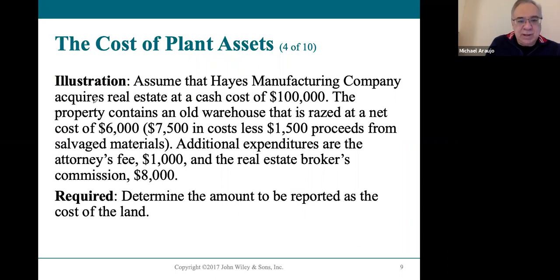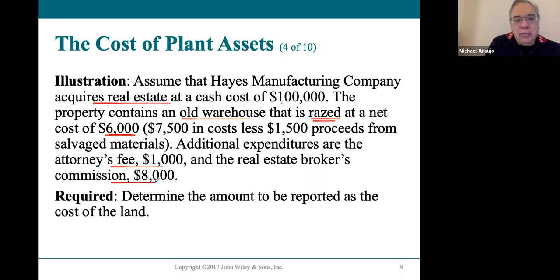So here's an illustration. A manufacturing company acquires land for $100,000, but the land has an old warehouse on it, right? It's razed, which means it's torn down and cleared away. That actually cost the company $6,000 net, which means it actually cost $7,500 to take the old warehouse and stuff out, but they found $1,500 worth of assets that they could sell to offset the cost. So $6,000 is the net cost. Of course, they had to pay the attorney's fee and had to pay commission.